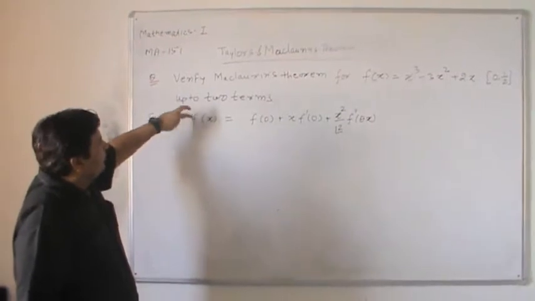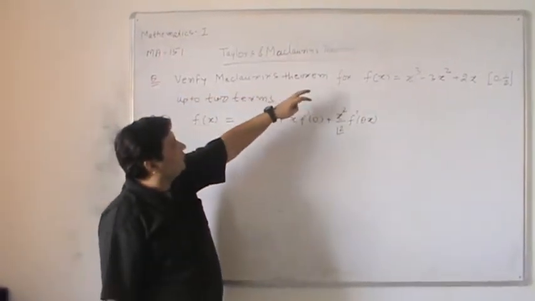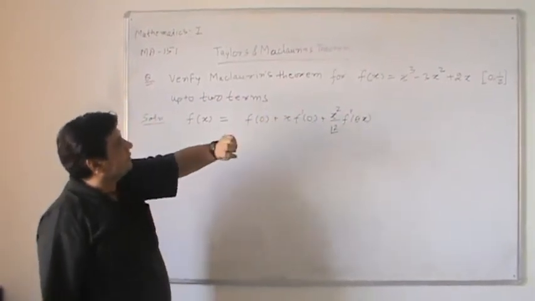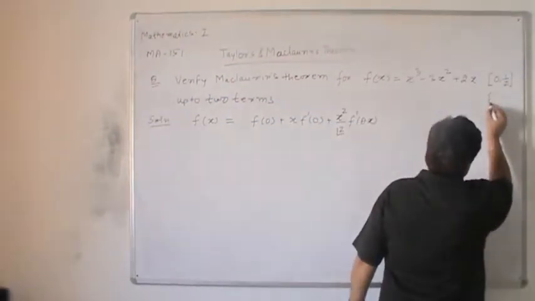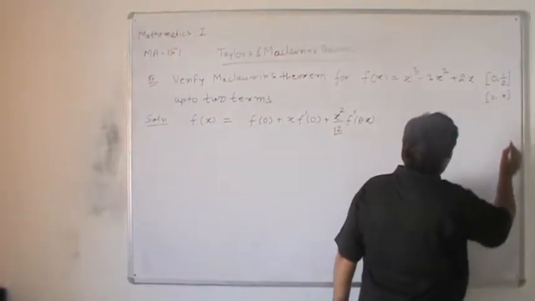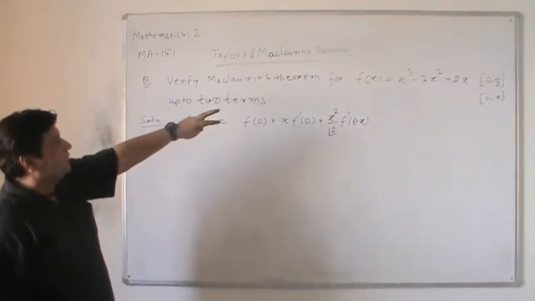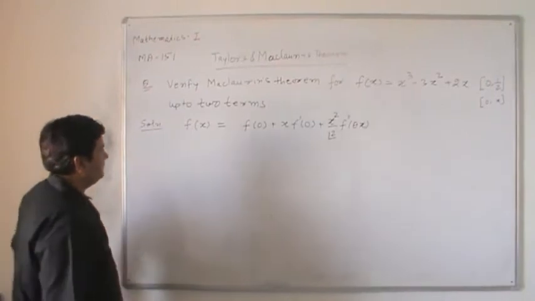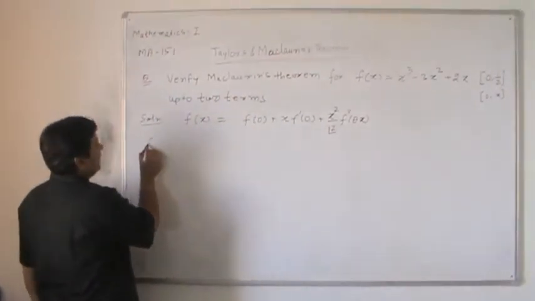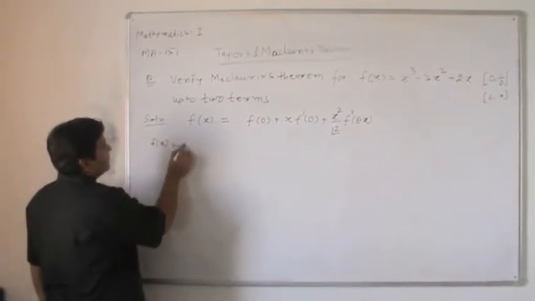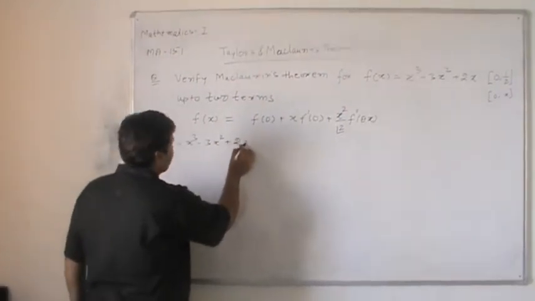Now you can further note down that in the book they may have mentioned to verify Taylor's theorem for the function in this interval. So I have corrected that. You can note down that the interval is of this form, starting from 0. So Maclaurin's theorem will be applicable in this case.